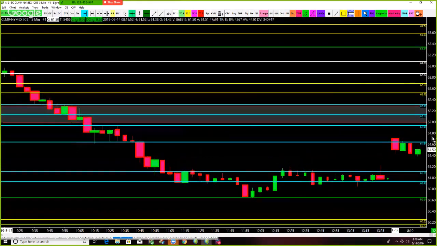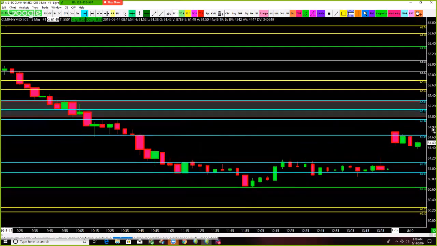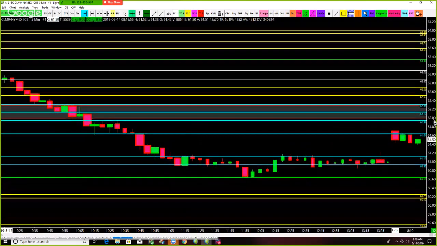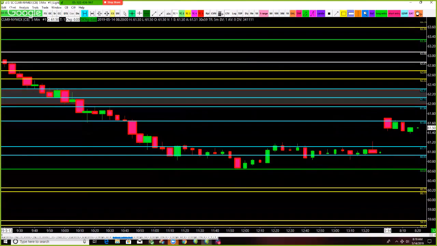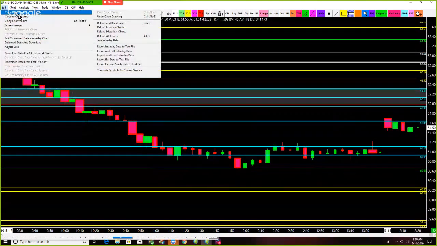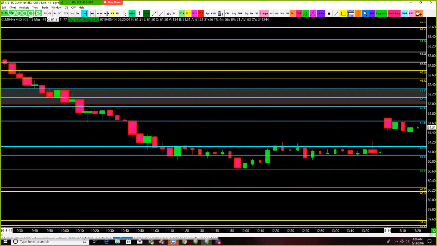So I'm going to do it like this. Capture that zone right underneath. There we go. We're going to do edit, chart BMP, and file, save as.